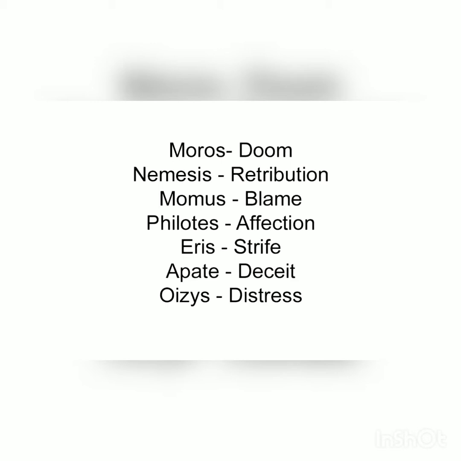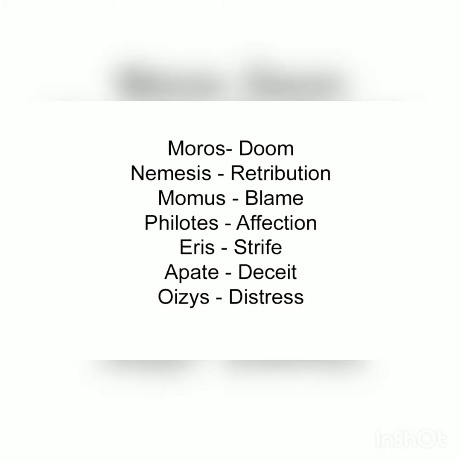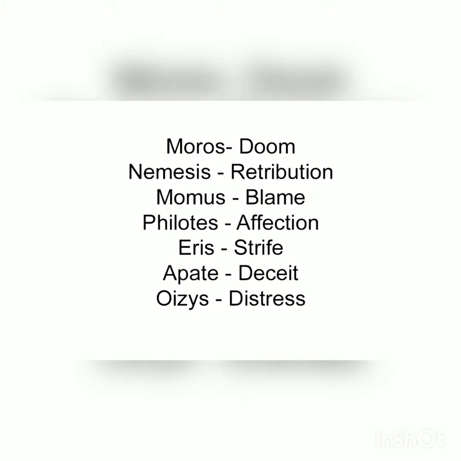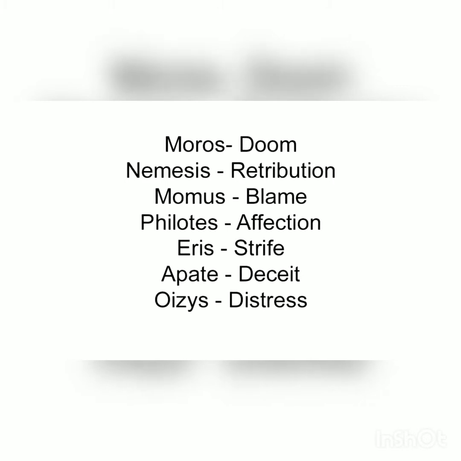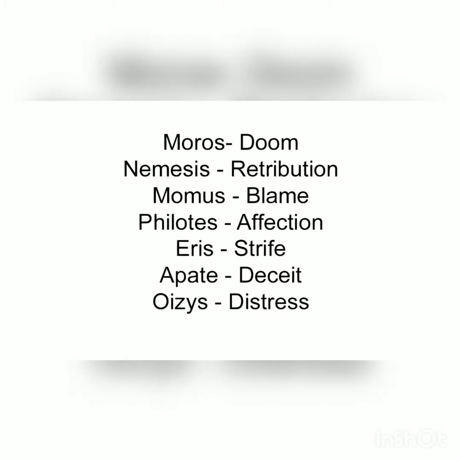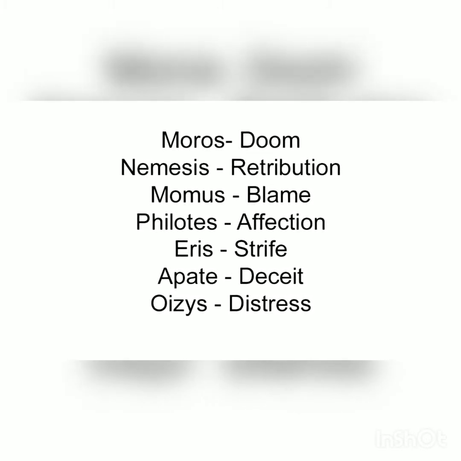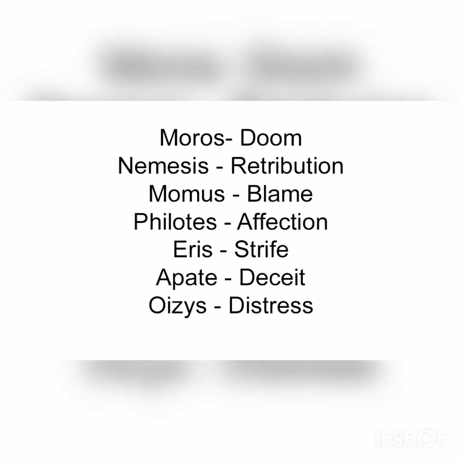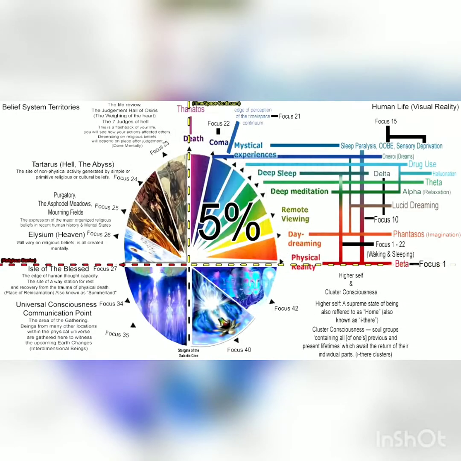In ancient Greece, there were also 7 deadly sins. They were known as deceit, distress, strife, blame, retribution, doom, and affection. They decided whether you get into asylum, known as heaven, or to Taurus, known as hell or the abyss. These are known as the belief system territories, also known as focus level 24 to 26.